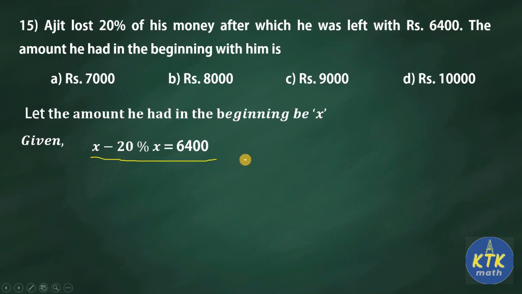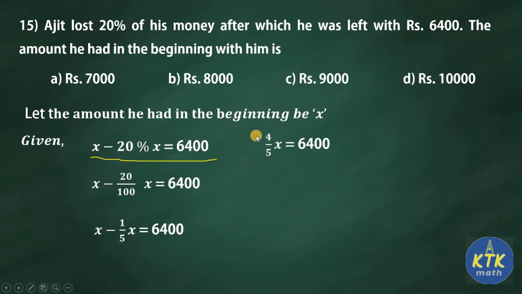Now start solving this. X minus 20% can be written as X minus 20 by 100 X equal to 6400. You can cancel that 20 and 100. You will get X minus 1 by 5 X equal to 6400. So on the left side it will be 4 by 5 X equal to 6400. How does that 4 by 5 come? You check the left side here. What is given? X minus 1 by 5 X. So you can take X outside. It will be 1 minus 1 by 5.